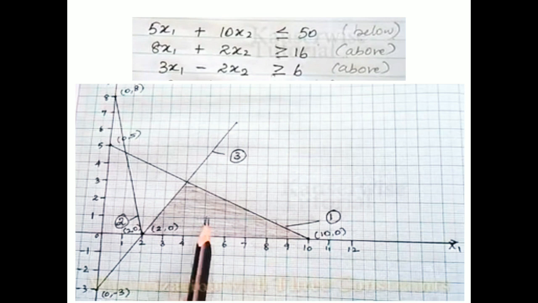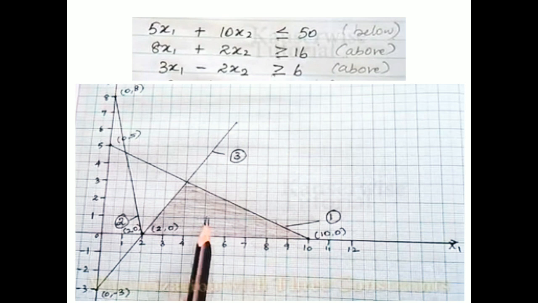Now if you are getting confused regarding these inequality signs and shading the area, then a simple technique that you can apply is: put x1 and x2 equal to 0, 0 in the constraint equation, find the value and see whether it satisfies the inequality constraint or not. If it is satisfying, the shaded area will contain the point 0, 0, that is x1 is equal to 0 and x2 is equal to 0. Otherwise, shade the opposite side.